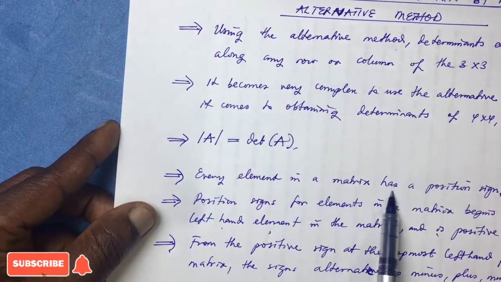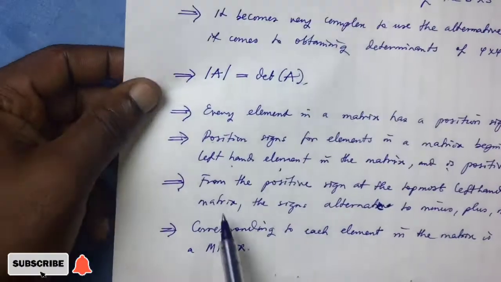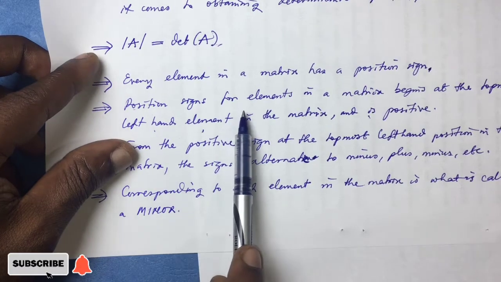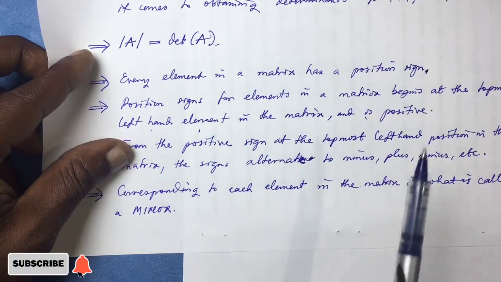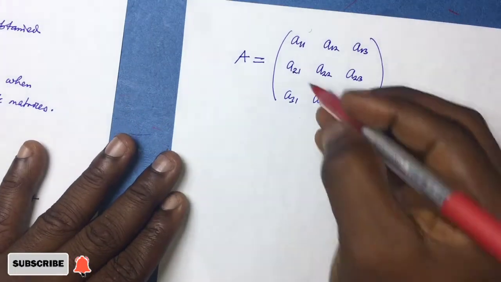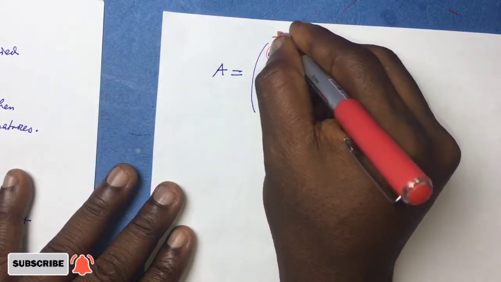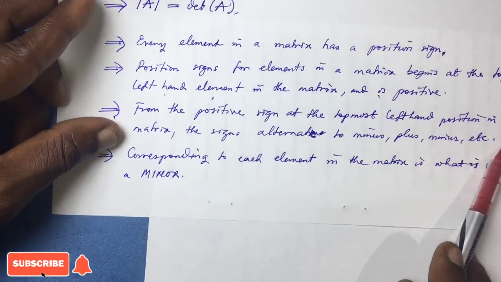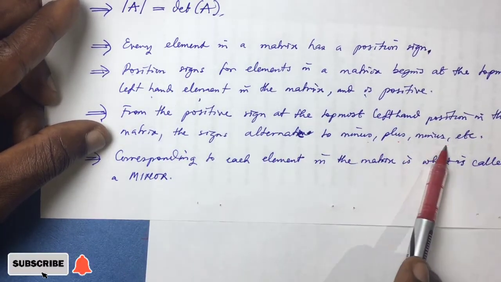So, every element in the matrix has a position sign. And again, take note. Every element in a matrix has a position sign. And two, position signs for elements in the matrix begin at the topmost left-hand element in the matrix, and it is positive. So it means that if this is the topmost left-hand element in the matrix, the position sign starts from here, and it is what? Positive. Now, the next statement I have made here is that from the positive sign at the topmost left-hand position in the matrix, what happens? The signs alternate to minus, plus, minus, etc.